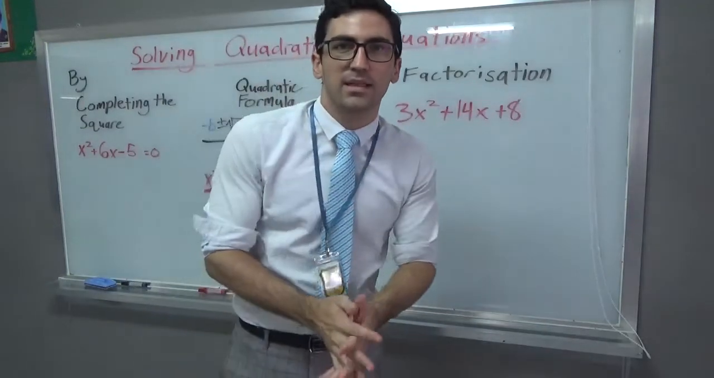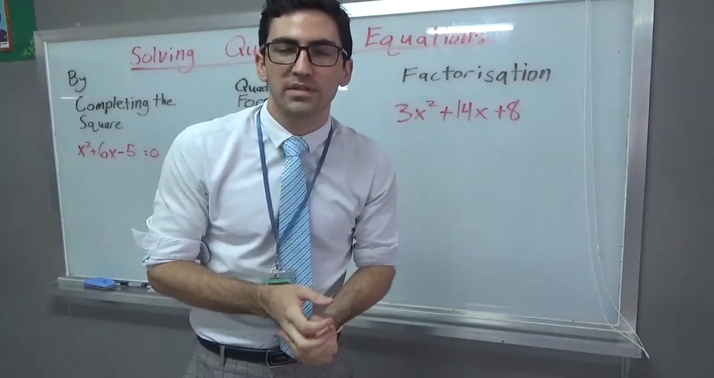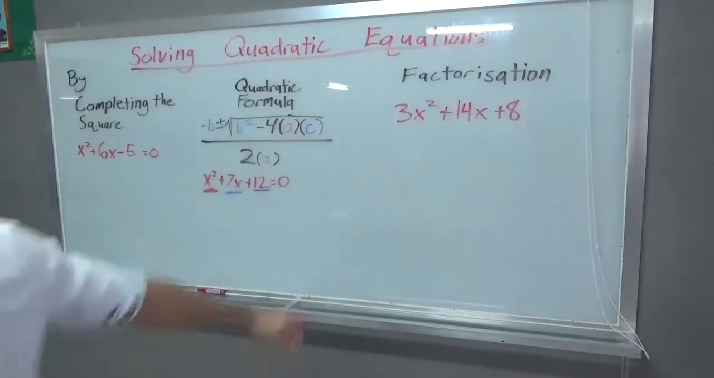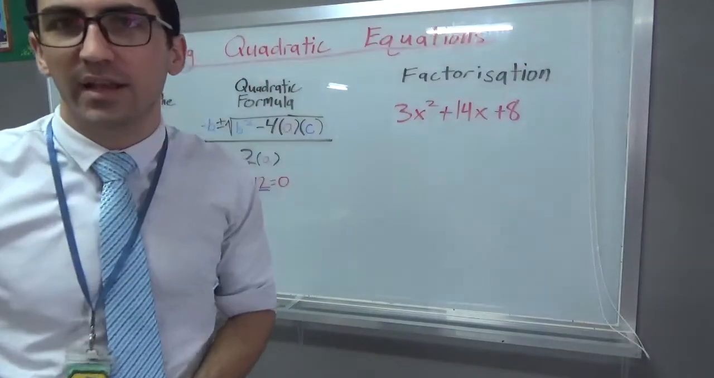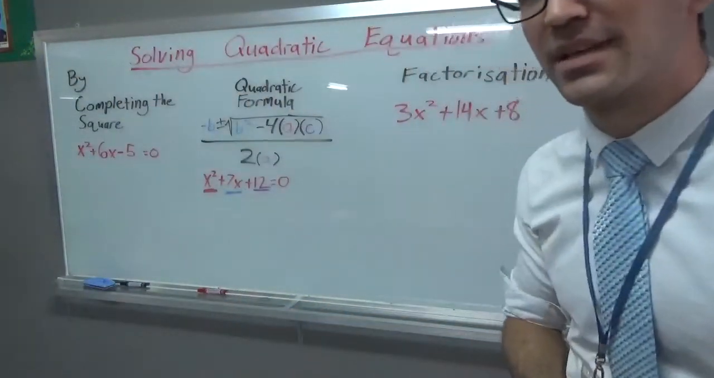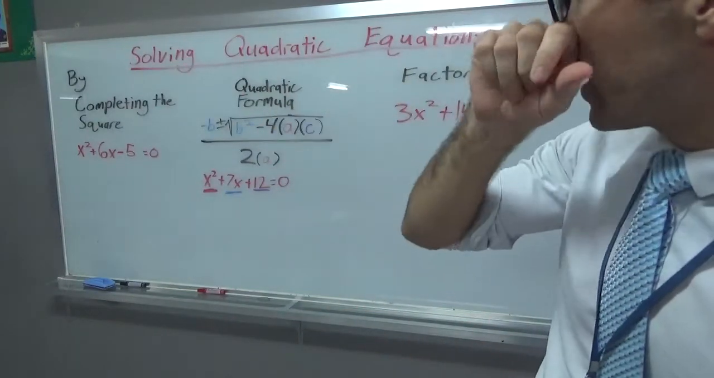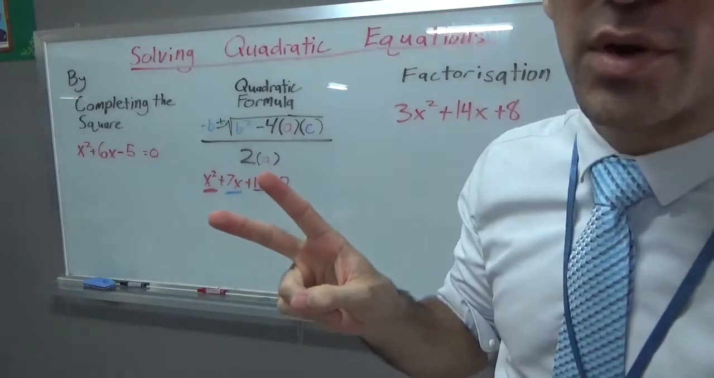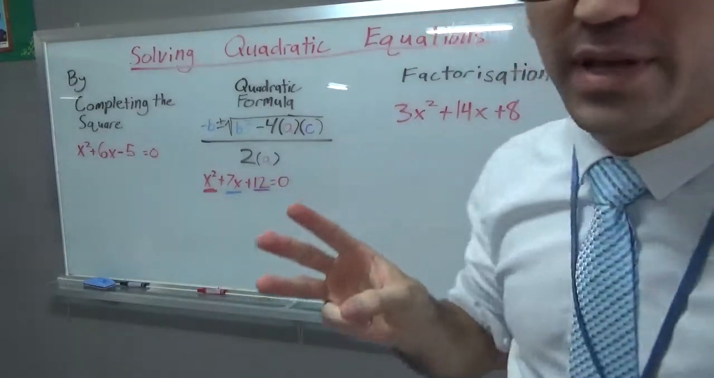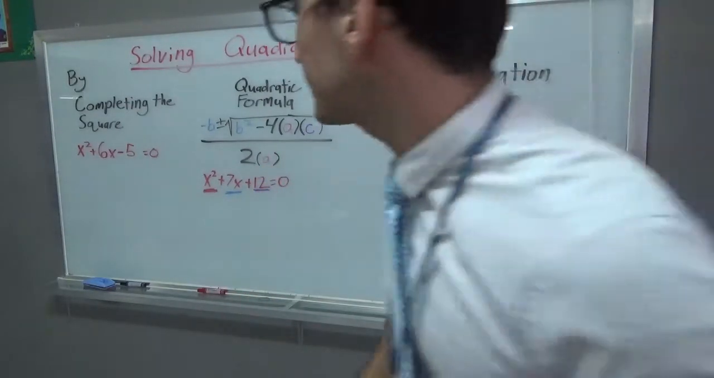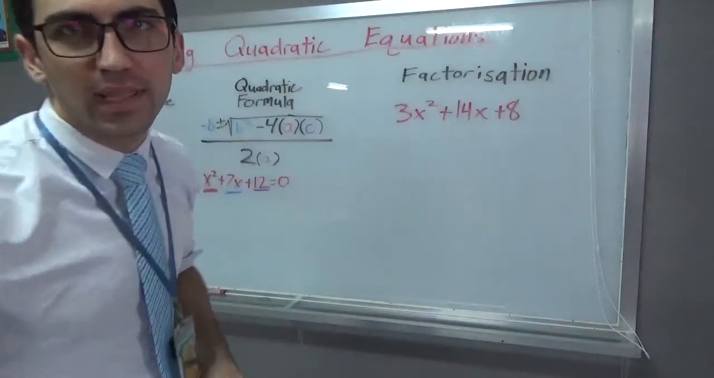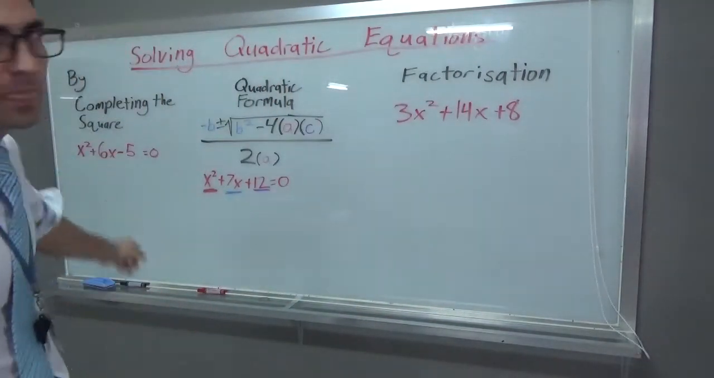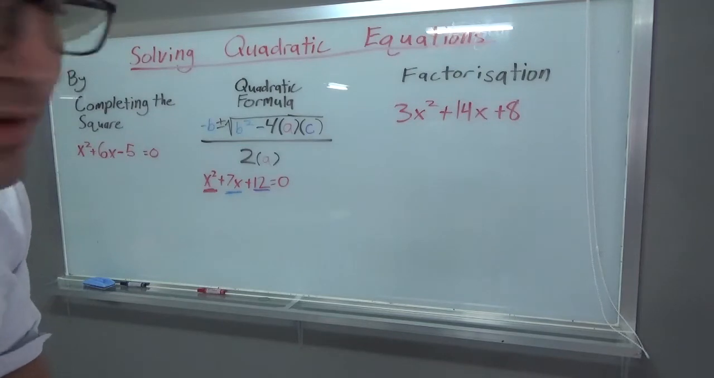All right, hello everybody. Today we are going to talk about solving quadratic equations using three methods. Number one, completing the square. Number two, the quadratic formula. Number three, factorization. Okay, so let's start with completing the square.